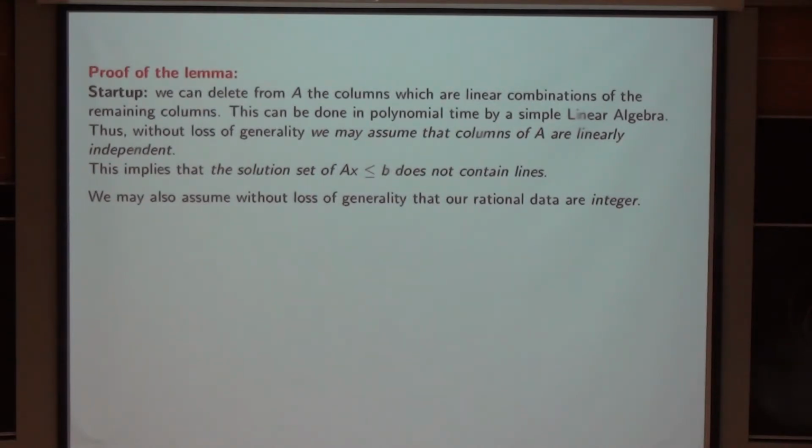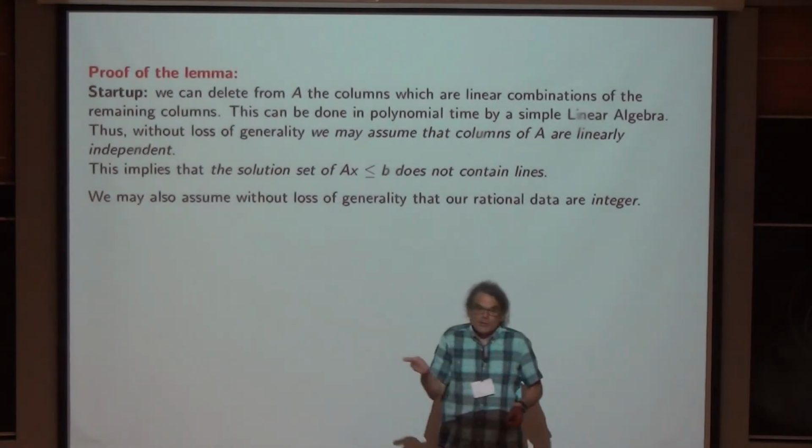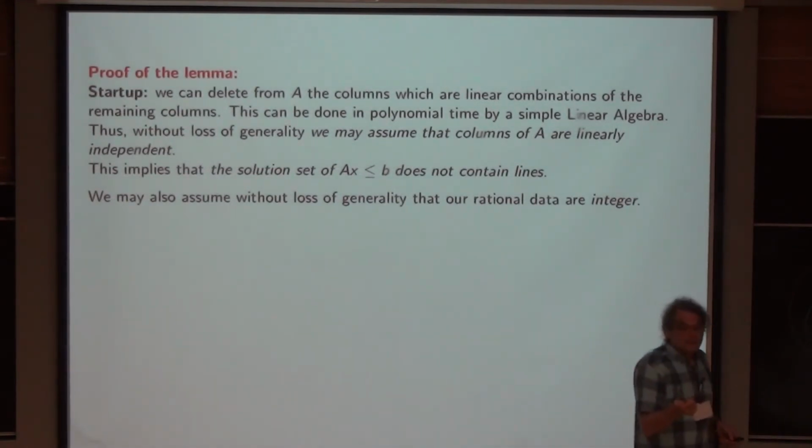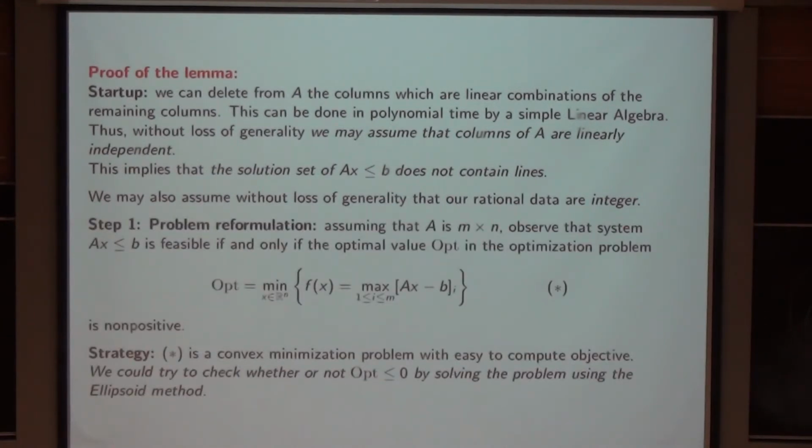So we will start by assuming that the columns of A are linearly independent. If you think of linearly dependent columns, they don't change anything. I mean, they don't change the span of A, so the solvability of the system of inequalities will not be influenced. So we can just eliminate all the linearly dependent columns from A and assume that all columns of A are linearly independent. And we will assume that all the coefficients are integer.